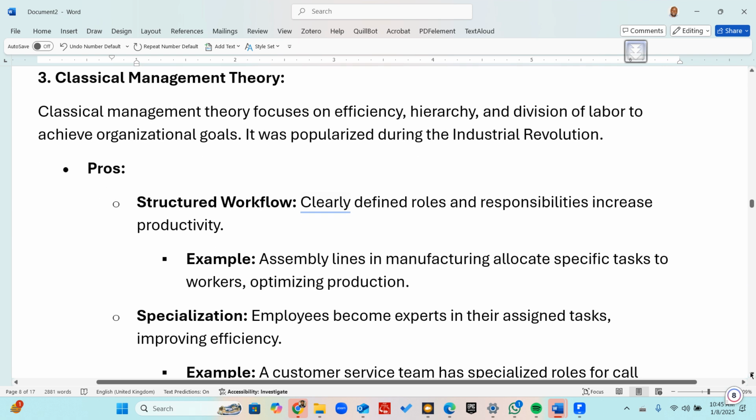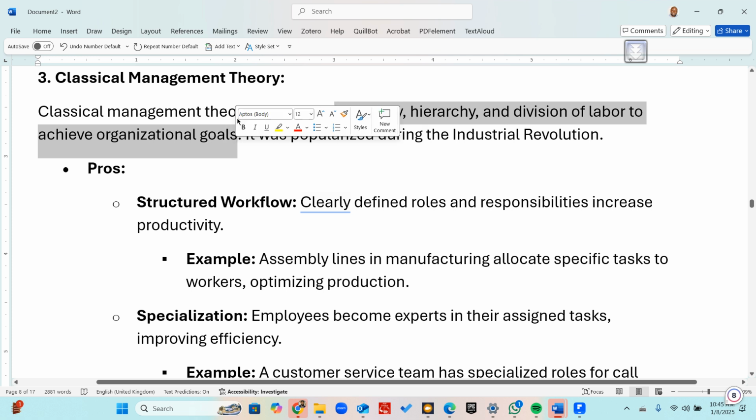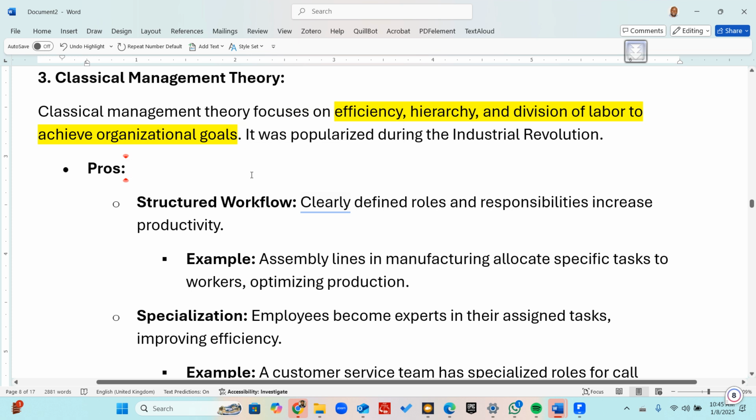Three, classical management theory. Classical management theory focuses on efficiency, hierarchy, and division of labor to achieve organizational goals. Three things here: efficiency, hierarchy, and division of labor. Those are the three things that classical management theory focuses on, and these will help to achieve organizational goals. And it was popularized during the industrial revolution.